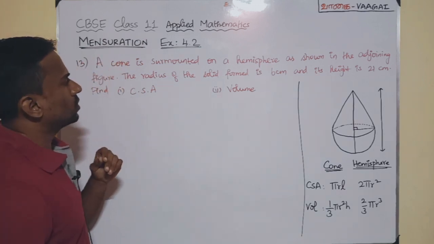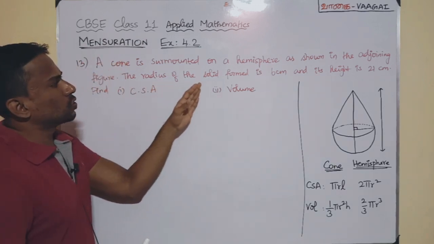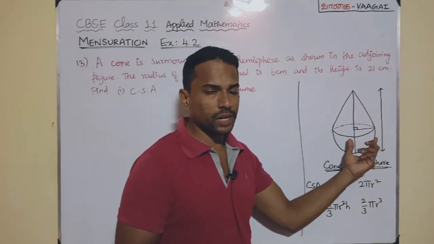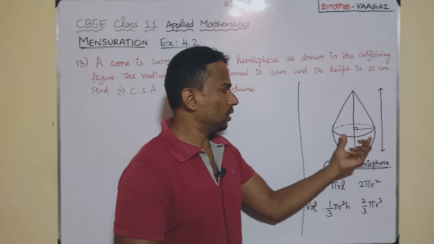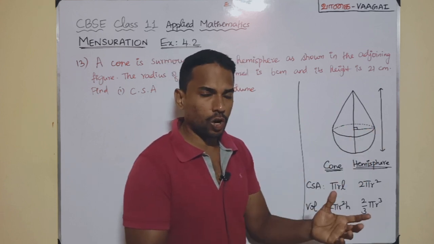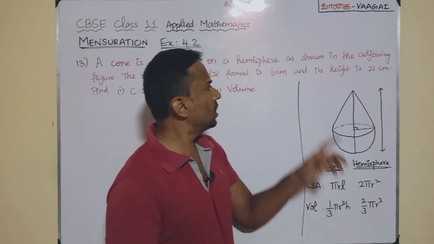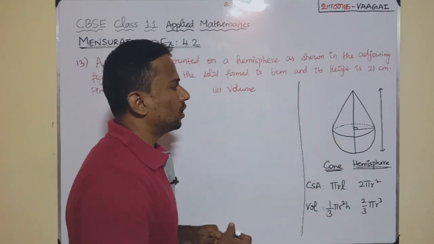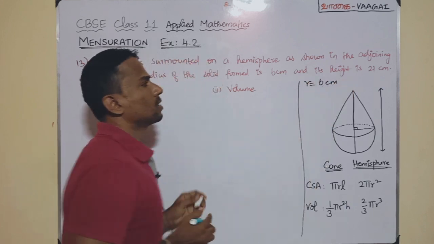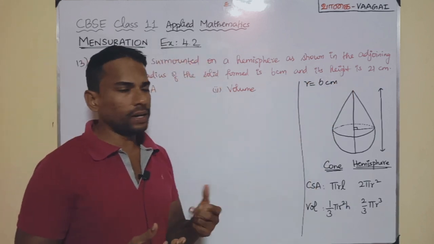Now, you can see it. The radius of the solid formed is 6 centimeter. So that means the radius is going to be a common measure. The radius of this cone and the radius of the hemisphere, both are going to be common, and that is what they gave to be 6 centimeter. Okay, so let me note it here. Radius is 6 centimeter. Fine. And what next is given?